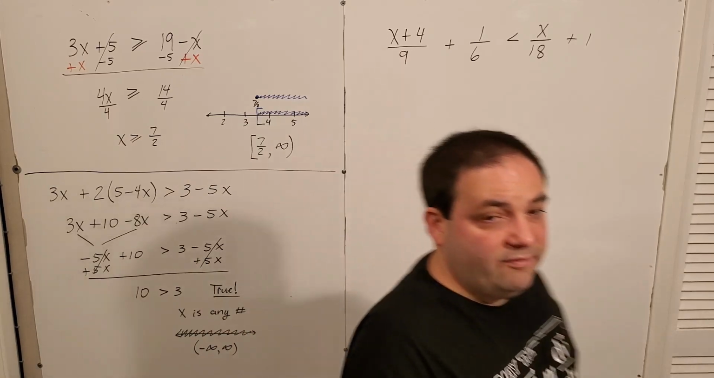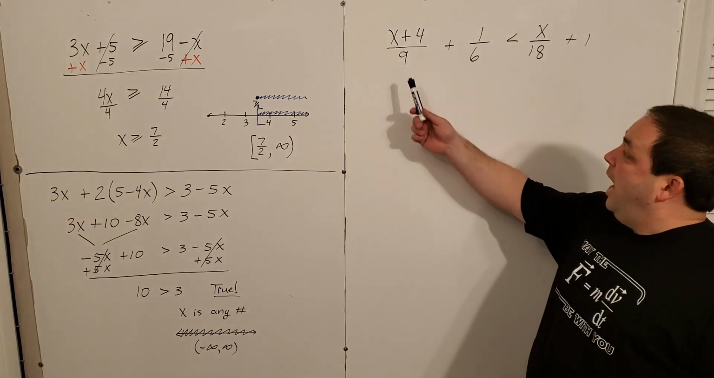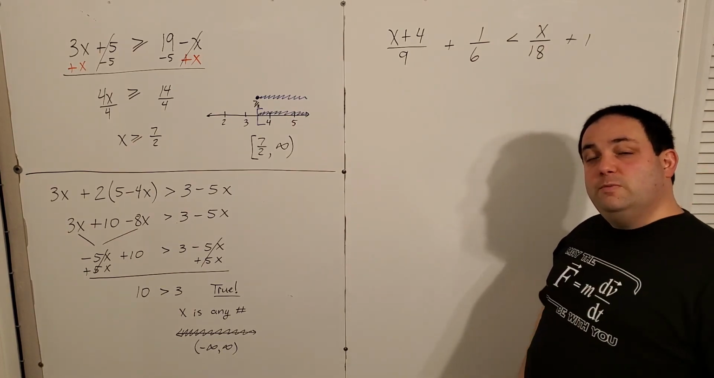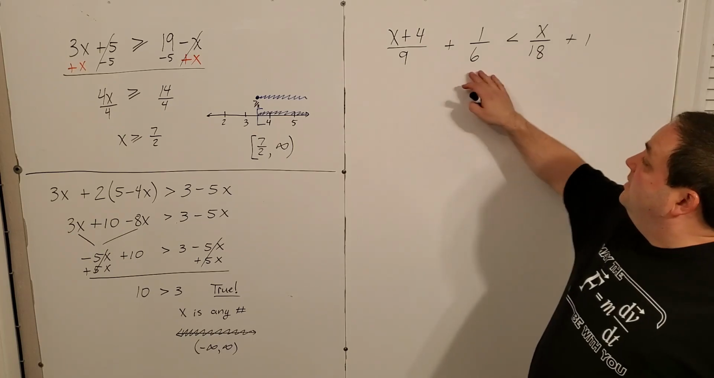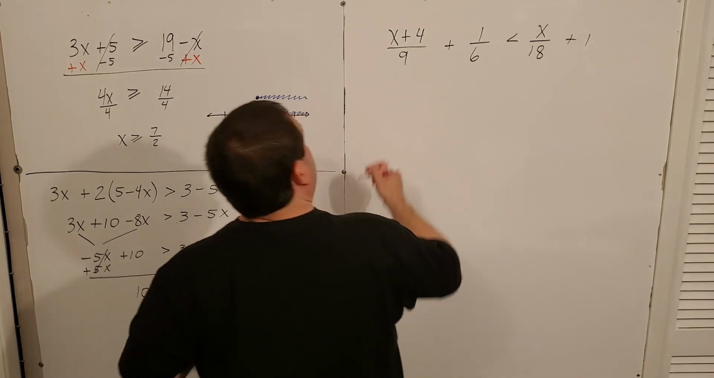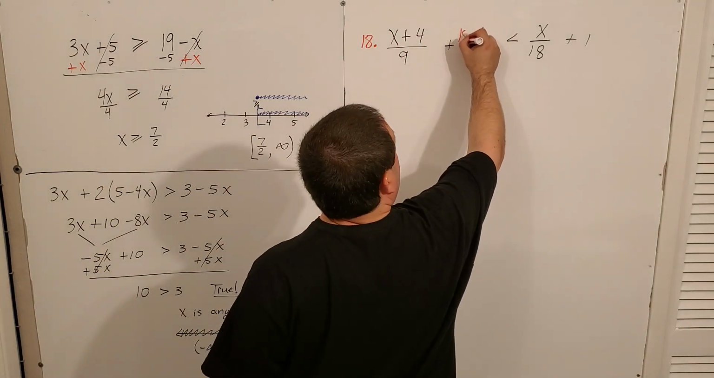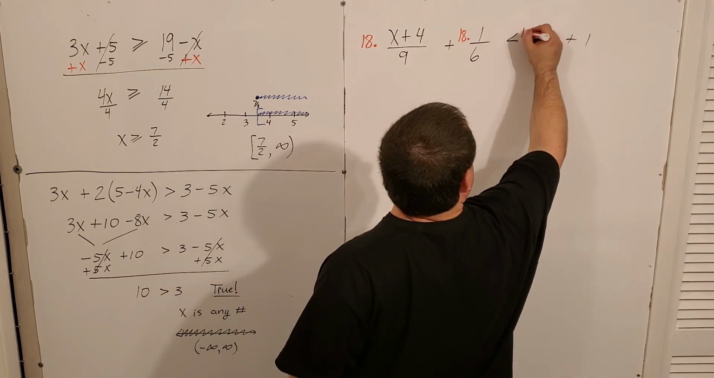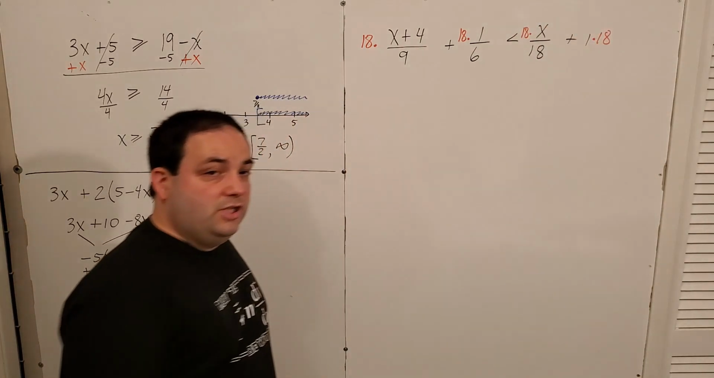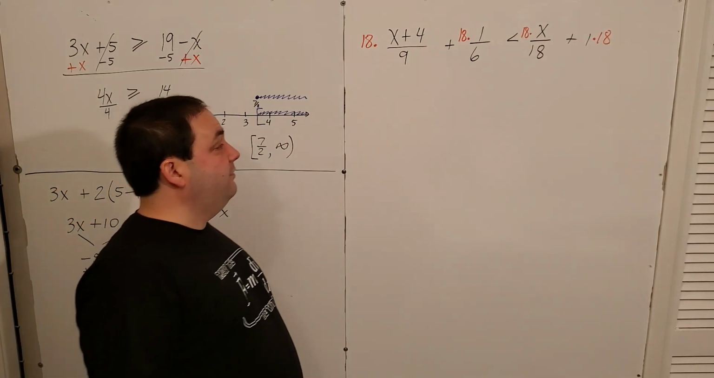Okay, so what happens if we have fractions? No big deal, right? We've handled this. How do we get rid of denominators? They're made with division, so we use multiplication. 9, 6, and 18. I'm going to multiply by 18. And again, I'm going to point out that 18 is positive. Multiplying by a positive number in an inequality doesn't change the inequality. We're going to talk about what happens when you multiply by a negative in a minute.